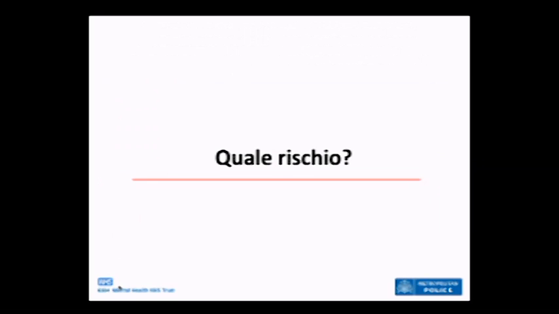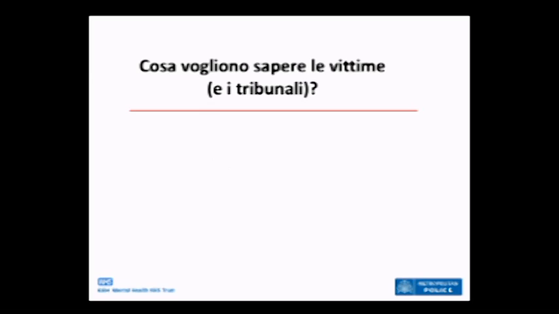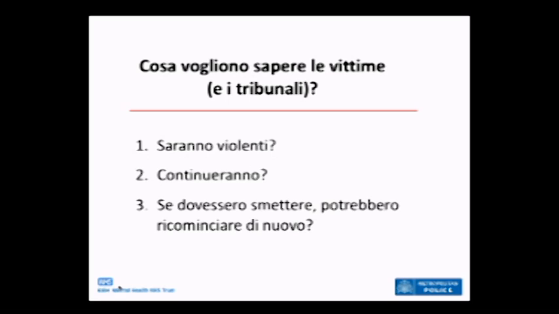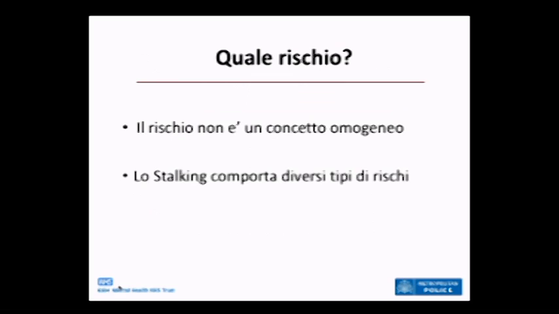The first issue, risk of what? Well, victims and courts want to know three things when they're being stalked. First of all, will the person be violent? Secondly, will they continue with this form of behavior indefinitely? And thirdly, if they stop, are they going to start again? When we talk about risk, we are not talking about one thing, because risk is not a unitary construct. There are different types of risk in stalking, and this is important because different risk types have different risk factors.